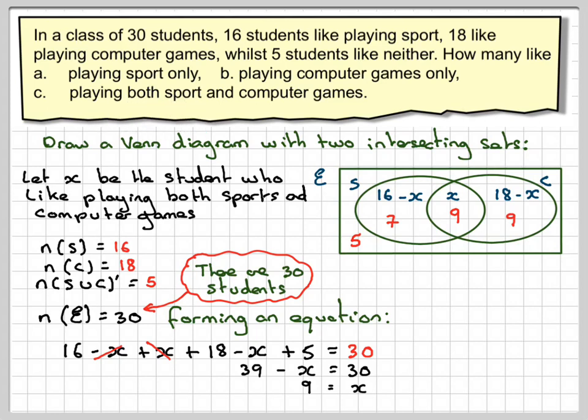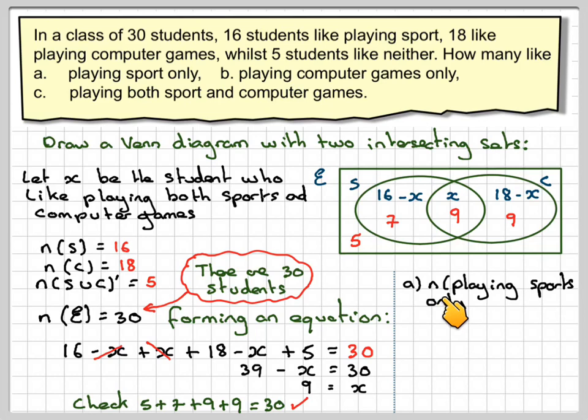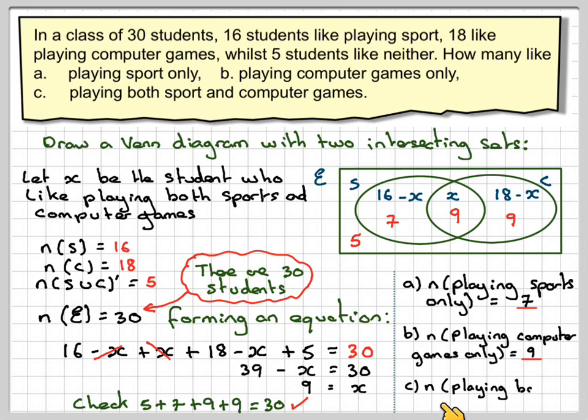Those playing sports only, we should just do a little check first that 5 plus 7 plus 9 plus 9 does make 30. Those playing sport only, so the number playing sport only, correct notation, n, what you're considering in brackets. So the number that plays sport only is given by this region here, so that's going to be 7. The number playing computer games only is going to be this bit here, which is 9. And the number playing both will be this one here, which is 9 as well.